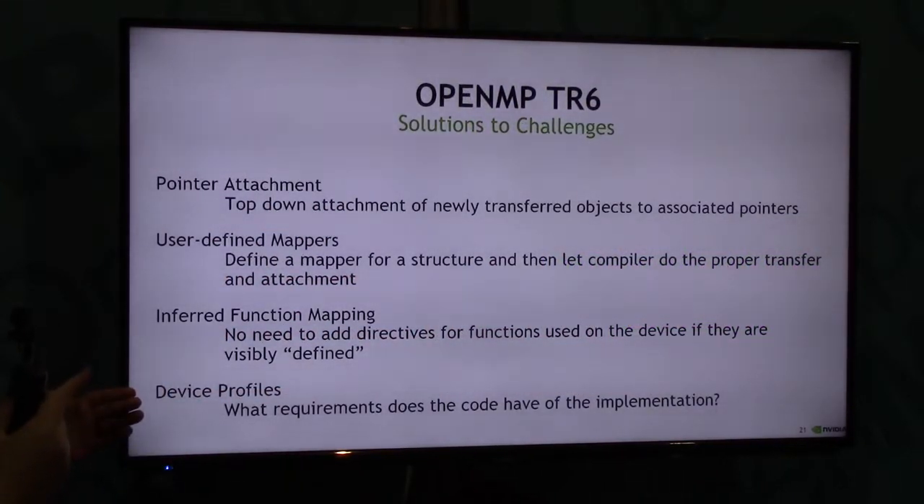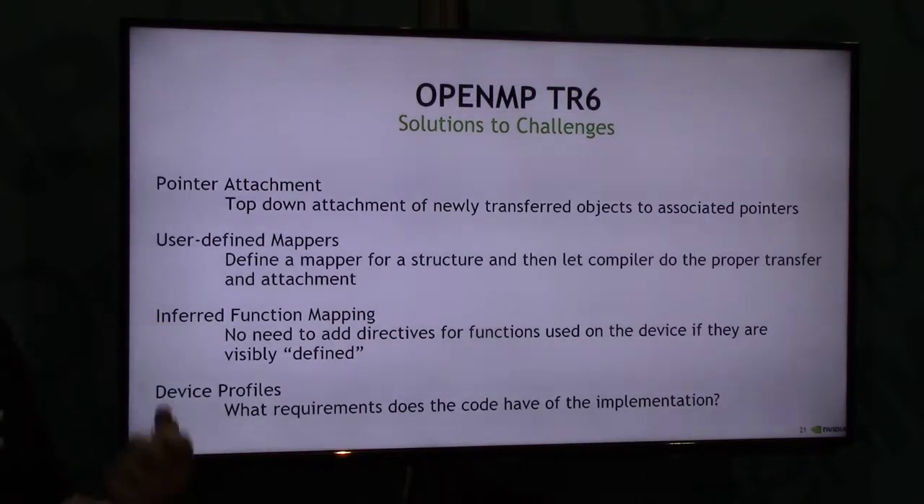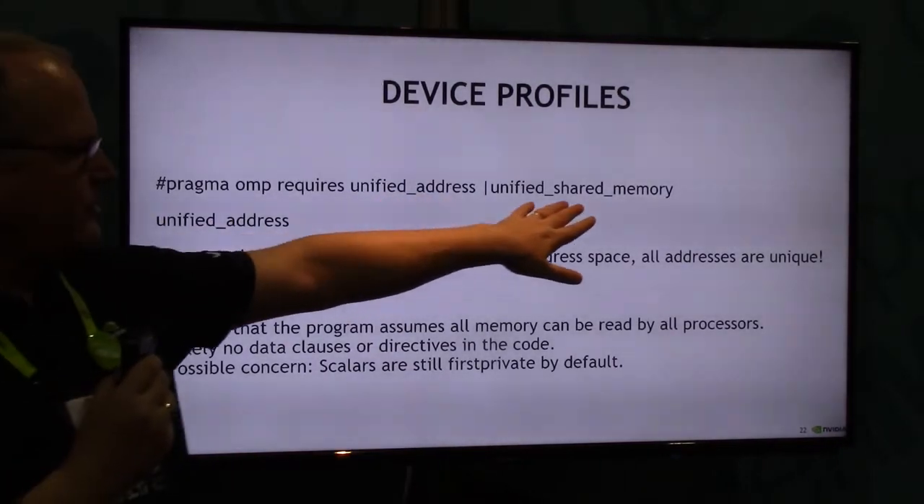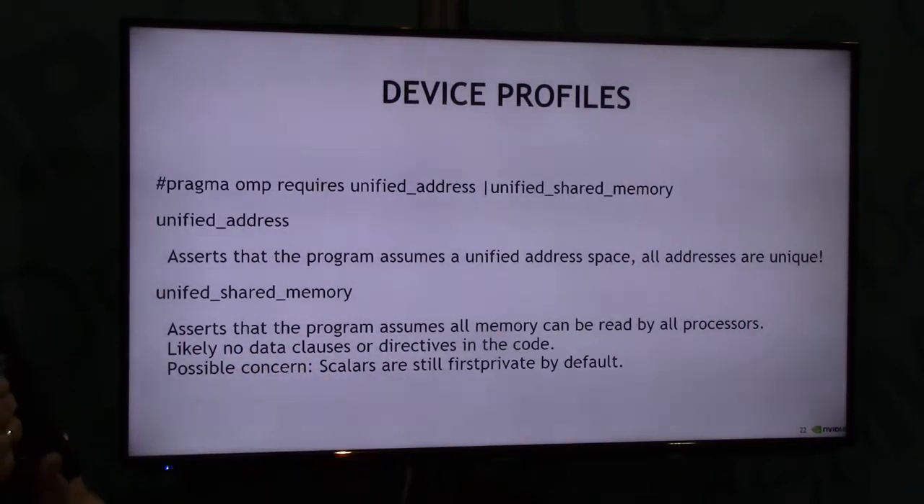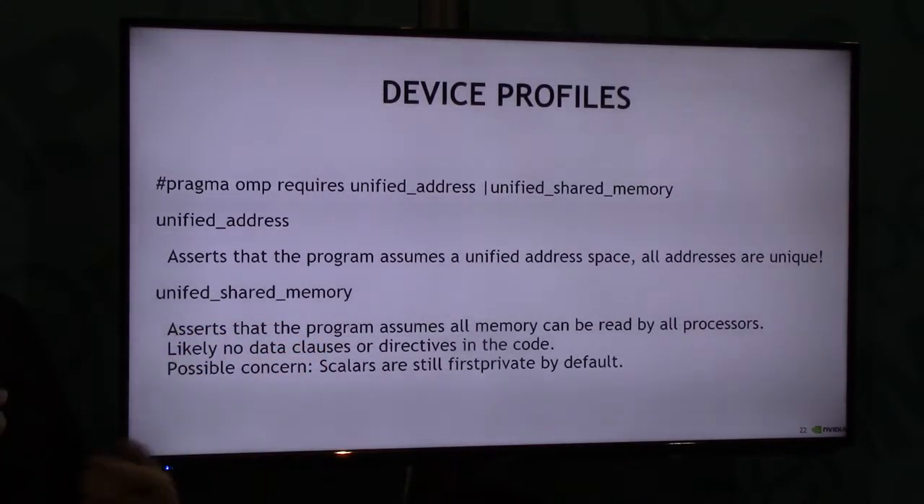So what we did is we added device profiles. And what the programmer says with the device profiles is, this is what I require of the compiler and the target to get the correct results. It's a simple OMP requires unified address, unified shared memory. Unified address just guarantees that every address in the program will be unique. Unified shared memory means every address is both unique and accessible by every thread or every execution unit available to the device.